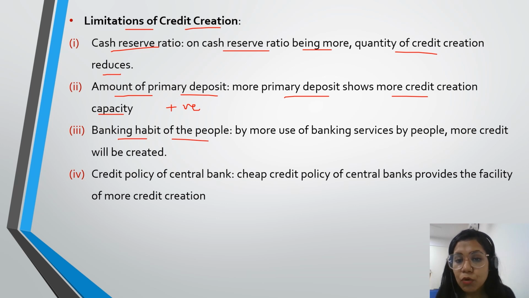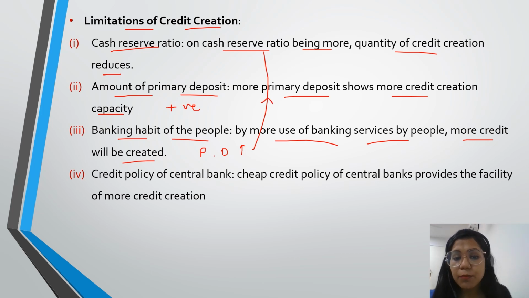Third is the banking habit of the people. By more use of banking services by people, more credit will be created, because in that way the primary deposits will increase. And we just read that if the primary deposits increase, then there will be more credit creation.